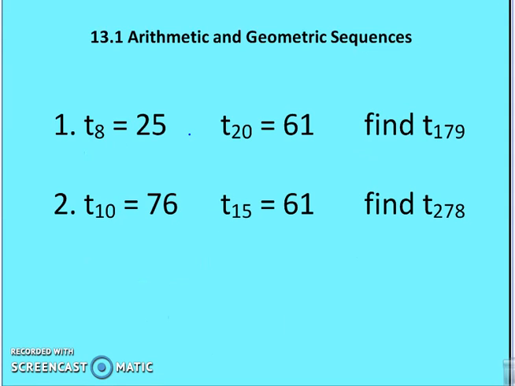All right, so I'm going to have you complete these two problems on your own. We're going to come back and check our work.